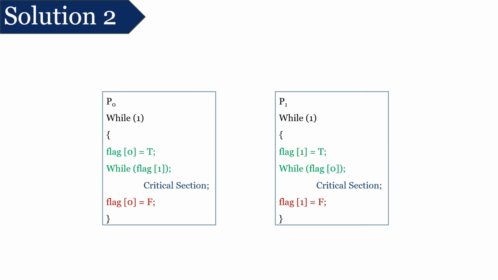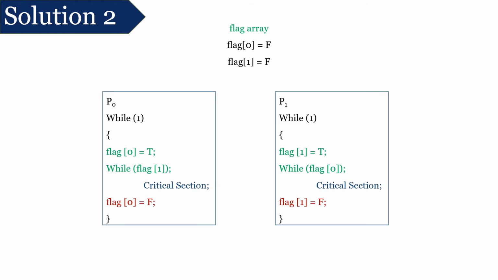Now let us consider the second solution, where we have a flag array. Initially the flag of 0 and flag of 1 both are false. Now P0 starts execution and checks while 1, which is true, so it enters the loop and makes flag of 0 equal to true. Now P0 checks while flag of 1 to see whether P1 is in its critical section or not, which comes out to be false, so it exits the loop and enters its critical section, and on exit it makes flag of 0 equal to false.